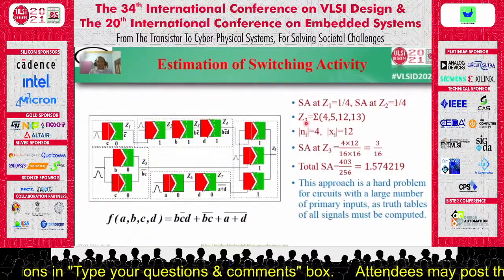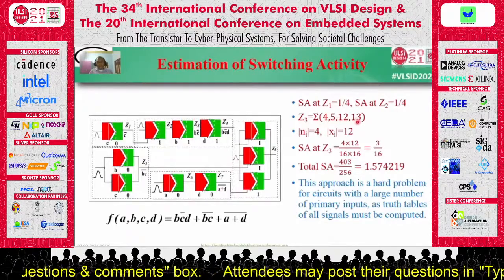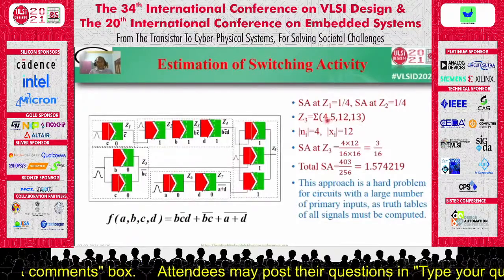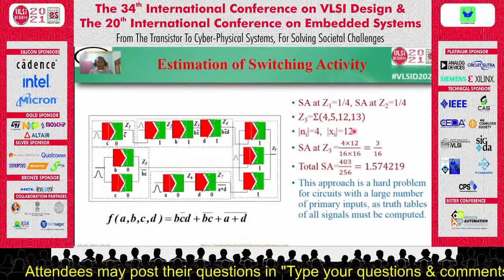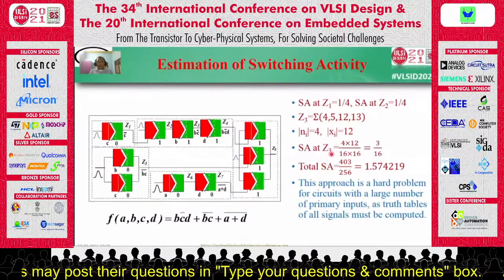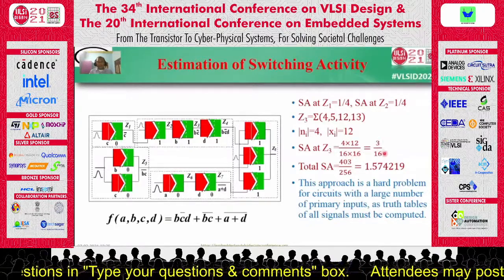Now Z3 is 4, 5, 12 and 13. It is the minterm representation. So the number of 1s is 4 and the number of 0s is 12. Hence the switching activity at node Z3 is 4 into 12 by 16 into 16. So it is 3 by 16.